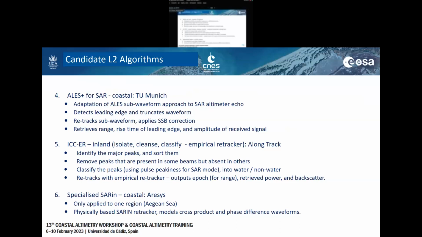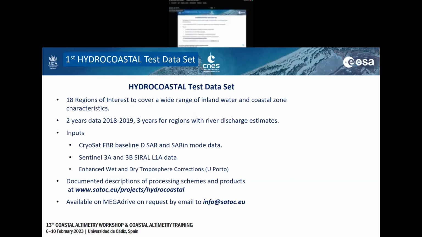It looks for the peaks, removes some, only keeps the persistent ones, classifies them, and then retracks them. And then we have one SARIn mode retracker just for CryoSat-2 data, which Aresys implemented for us. So we implemented all of those retrackers. We processed them over 18 regions of interest, most of them for 2 years, and some for 3 years, where we were doing river discharge estimates.